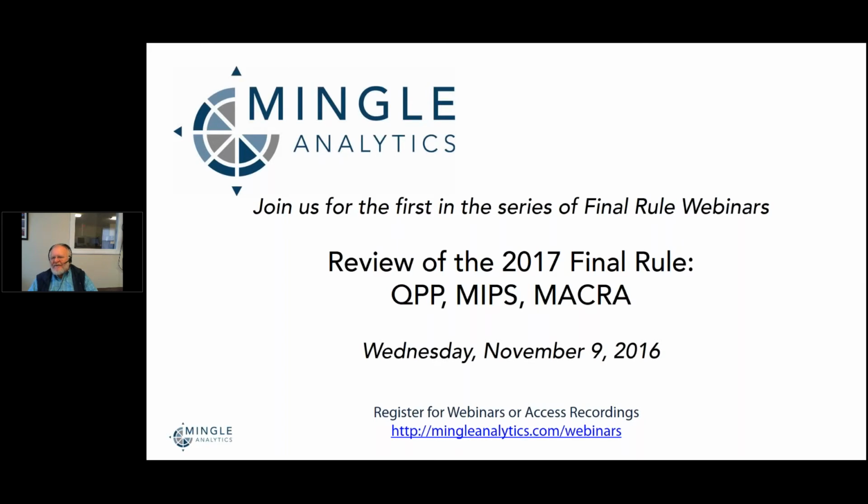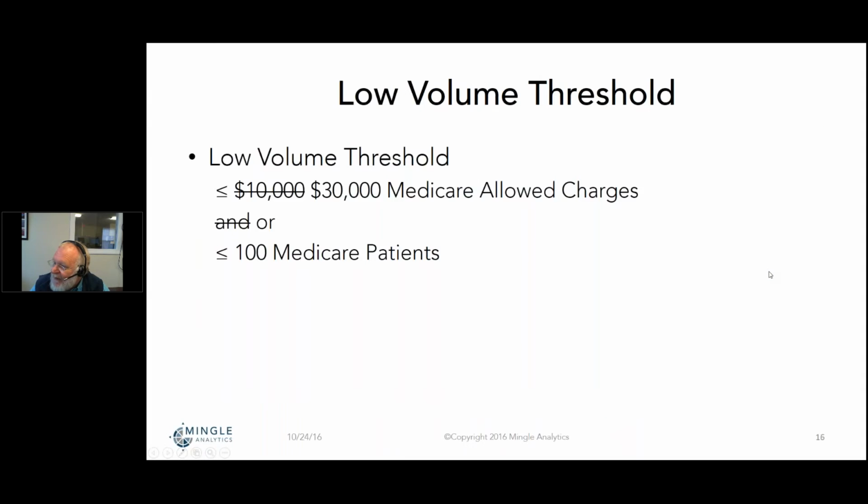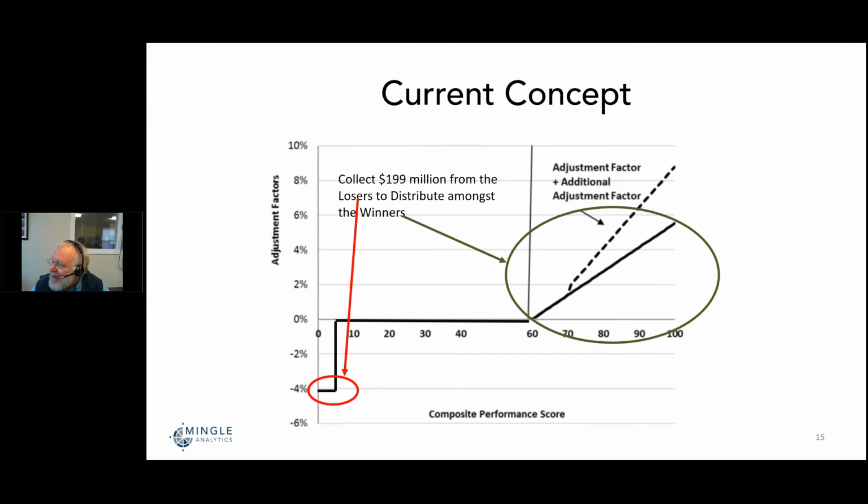But there's still $500 million in the exceptional bonus category, and that will be based on that. And we'll just go back a moment. Oops, I will go back. There we go. Based on this curve here, it will be distributed amongst the winners. So the higher your composite performance score, the more of that exceptional bonus you're in line to earn.